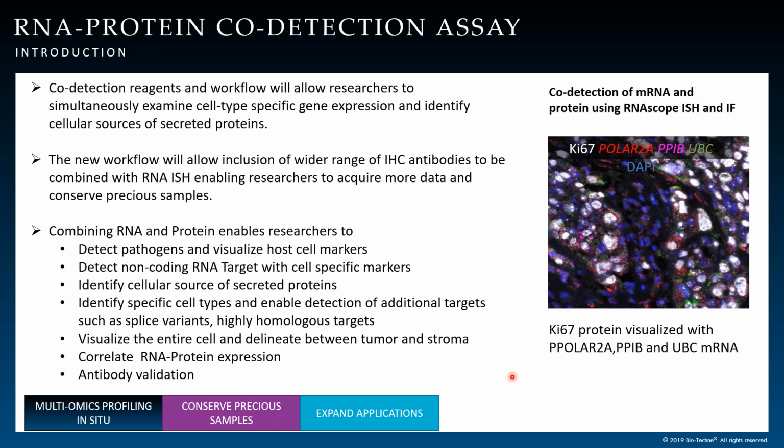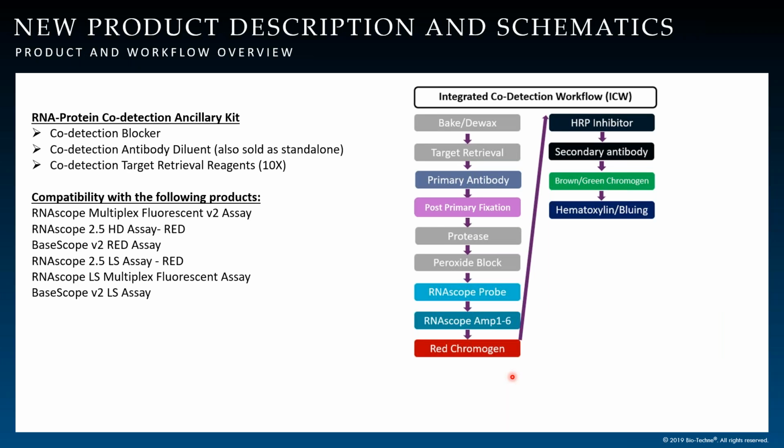And so we wanted to make this process really easy for our customers, wherein you would not have to compromise on your IHC or IF signal because of our RNAscope or BaseScope workflow. And to that effect, we launched this kit, and we have included three major reagents: the co-detection blocker, the antibody diluent, and the target retrieval reagent, which in combination with a new integrated workflow will give you the most optimum RNA protein co-detection.